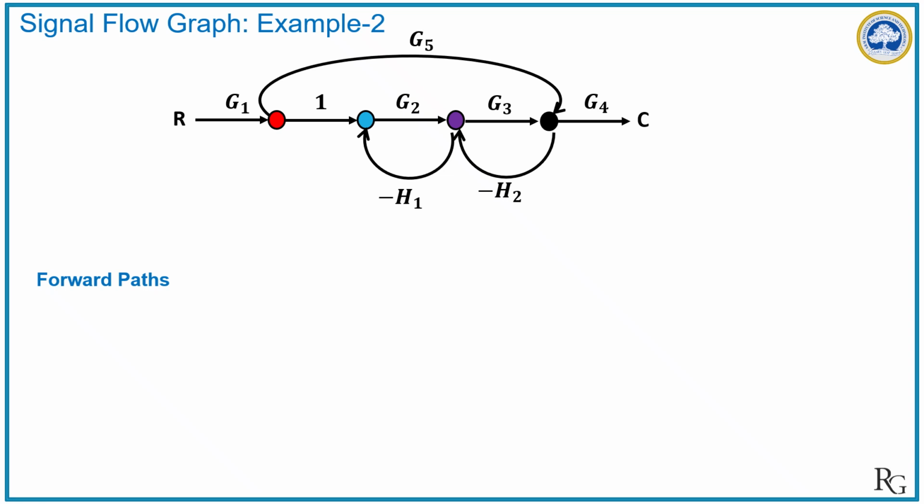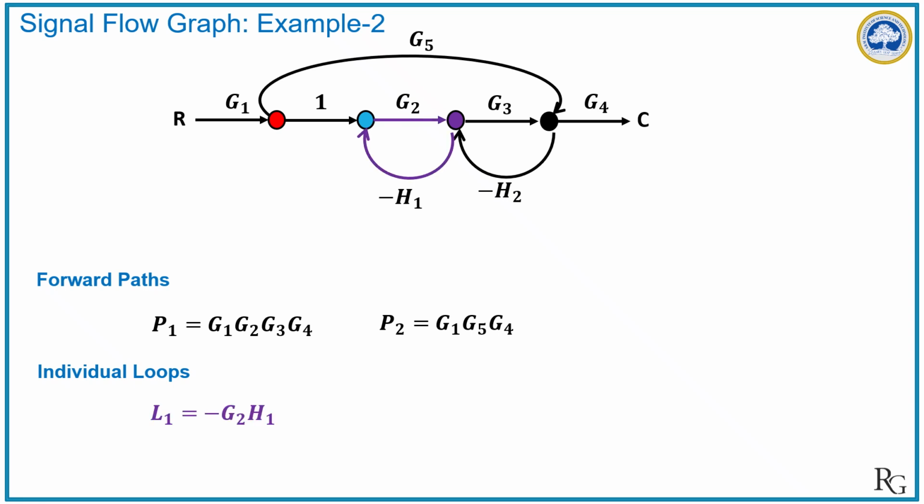Now we will find the forward paths. In this, the first forward path is P1, that is G1, G2, G3, G4. The second forward path is P2, that is G1, G5, G4. Then we will look at the individual loops. We have loop 1, L1, that is minus G2 H1. The second individual loop is L2, that is minus G3 H2.